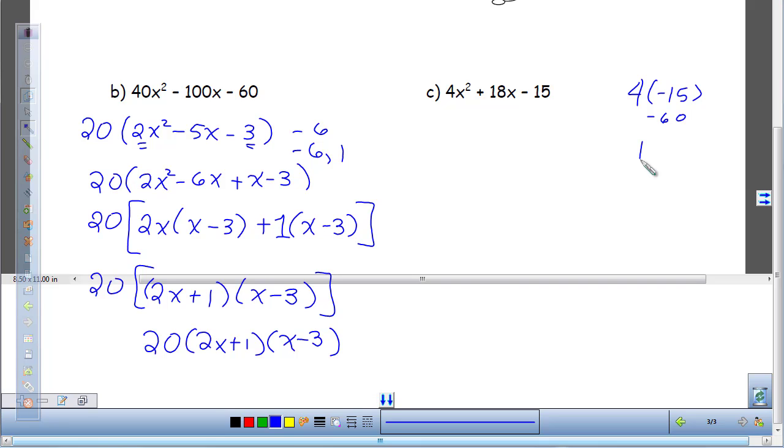All right, we can look at 1 and 60, 2 and 30, 3 and 20, 4 and 15, 5 and 12, 6 and 10. 7, 8 doesn't work. 9, okay? So it looks like nothing's going to work. So we would just say that this one is prime. You can't factor it.